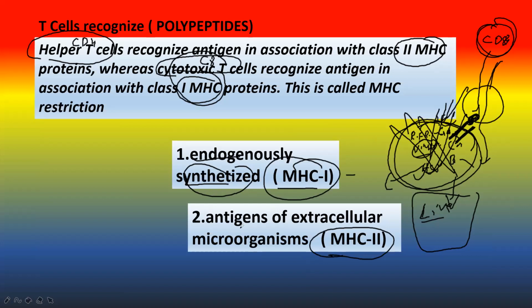Clear? So what is the exogenous way? The exogenous way is done by MHC2. For example, what is the exogenous way? It's a macrophage. This is the macrophage. Macrophage fighting with bacteria. Okay, macrophage fighting with bacteria.